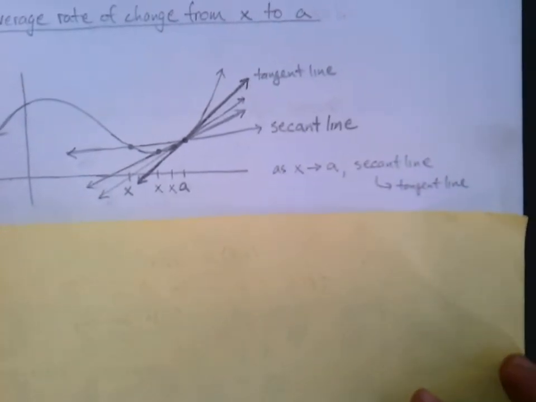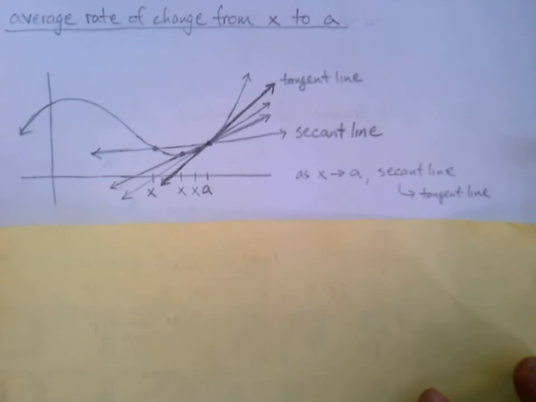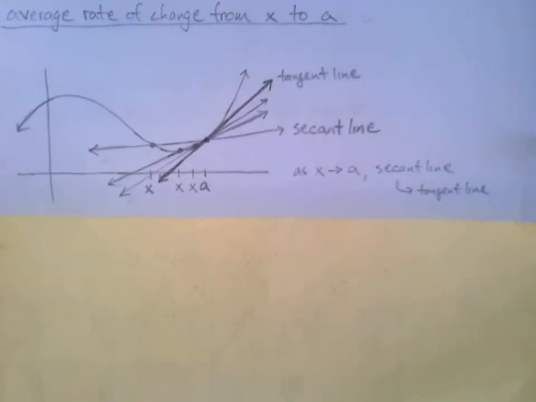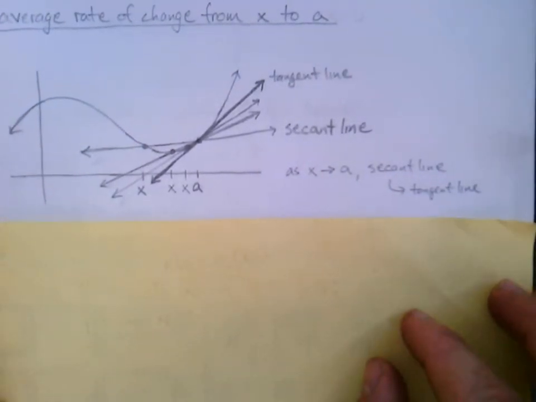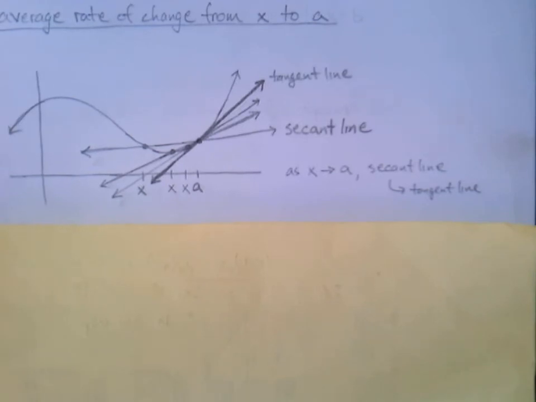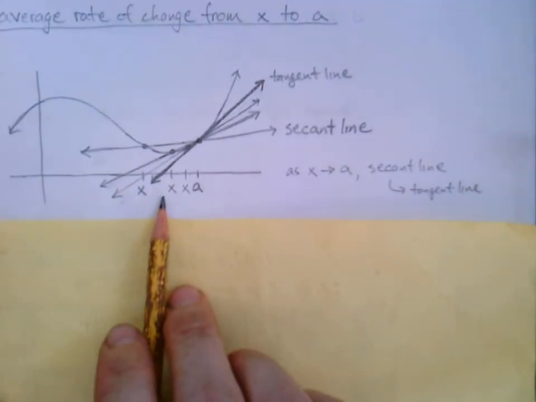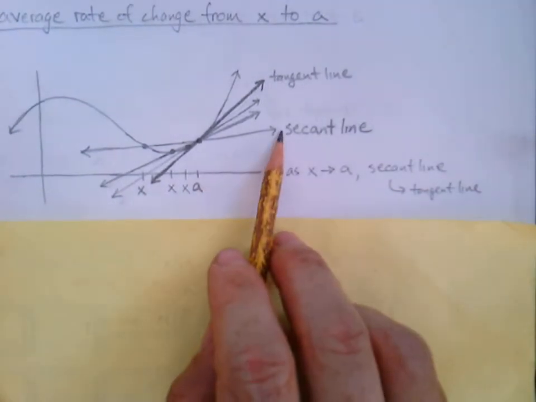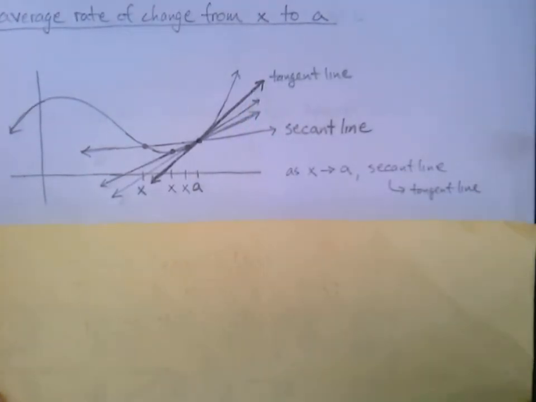There's a limit going on. All right, let's back up a second. We want to get a formula for this. We can see the concept: as x approaches a, my secant line is approaching my tangent line. Very cool.